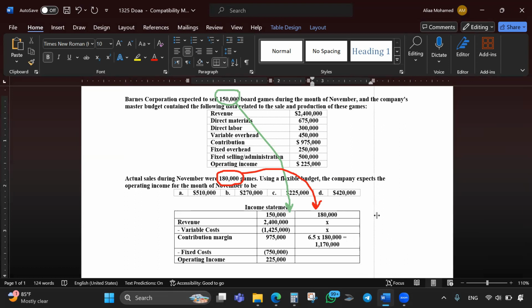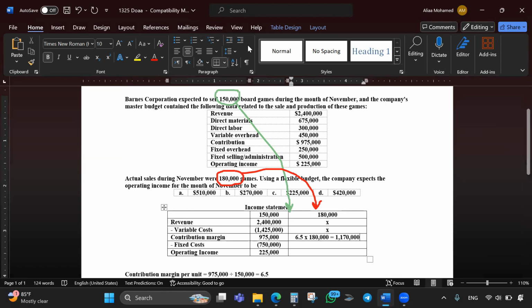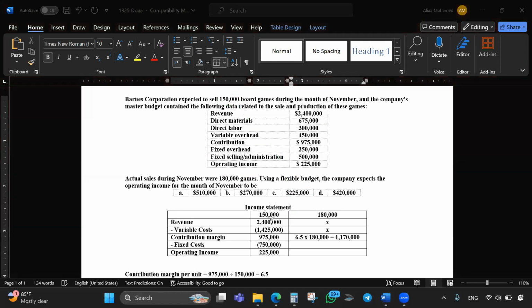Here is the idea which I solved. The idea is that costs are divided into two portions. One portion is the variable portion, which is considered in the contribution margin. So the contribution margin moved to 1,170,000 because this amount includes the variable costs, while fixed costs will remain unchanged, 750,000 unchanged.